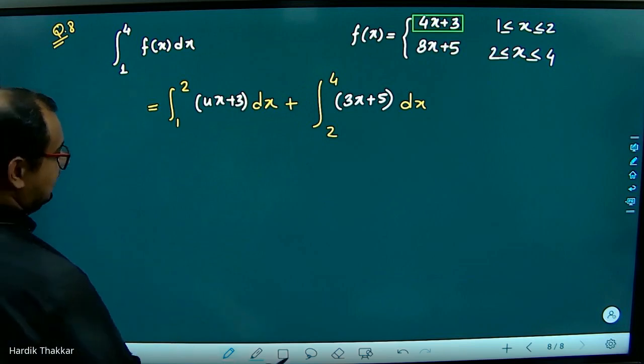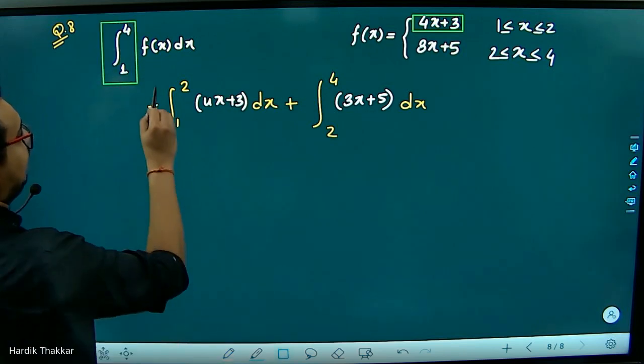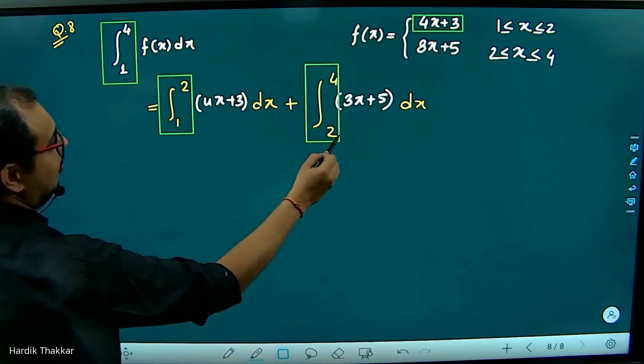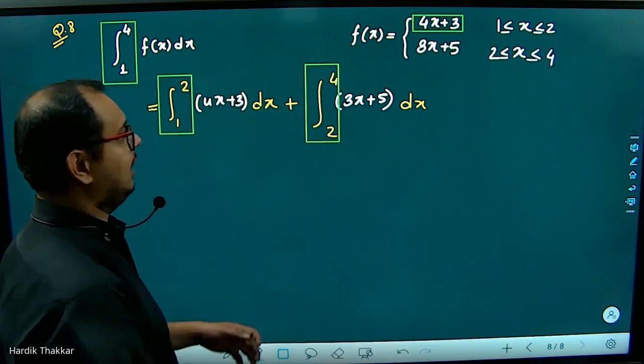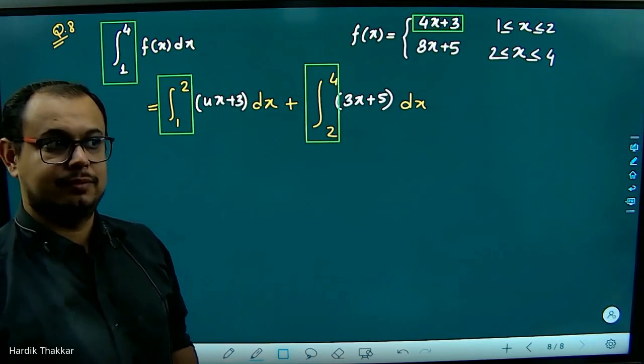Yes, sir. Actually here the limits were given from 1 to 4. So I have divided this into limits from 1 to 2 and 2 to 4, because the function is different for the interval 1 to 2 and it is different for the next interval 2 to 4. That's why. Yes, sir. Okay.